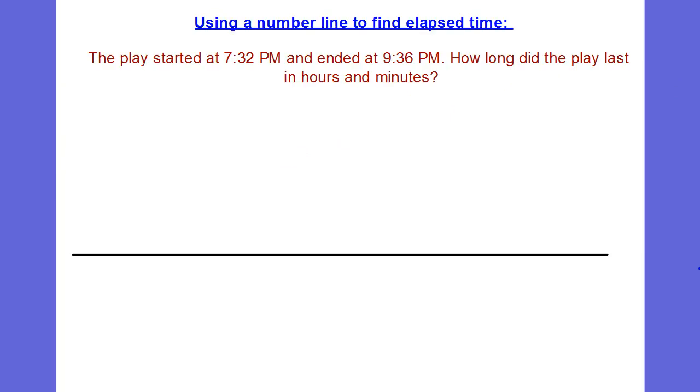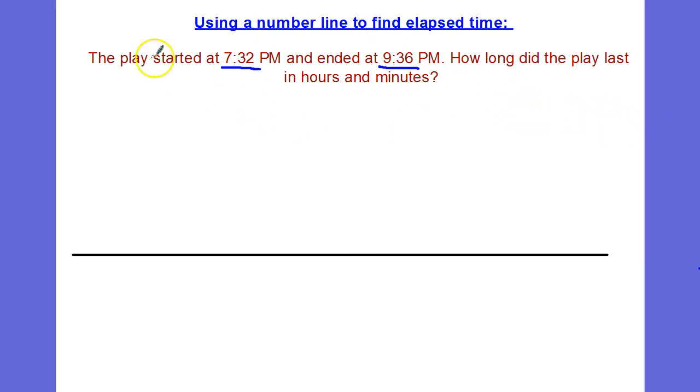First thing that you need to know is there are two different types of elapsed time problems. The first kind is where it will actually give you the beginning time and the end time, and then you have to figure out how many hours and minutes occur between these two times. The second type of problem we'll see next.